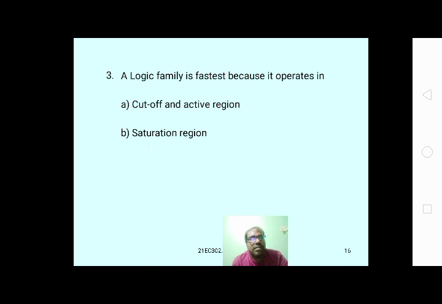Third one: a logic family is fastest because it operates in the cutoff and active region, because it doesn't have a saturation region. Due to this, the logic family is fastest because it operates in cutoff and active regions.